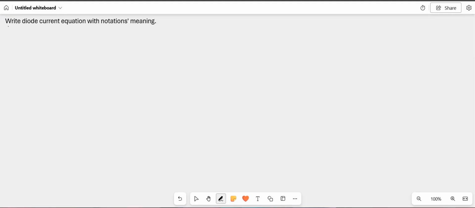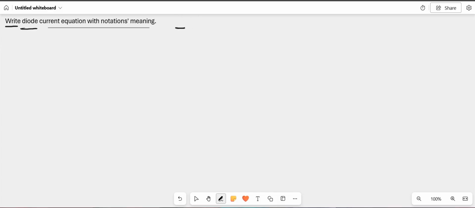In this question we are asked to write the diode current equation with their notations and meaning. At first we need to know what a diode current equation is. The diode current equation expresses the relationship between the current flowing through the diode as a function of the voltage applied across it.